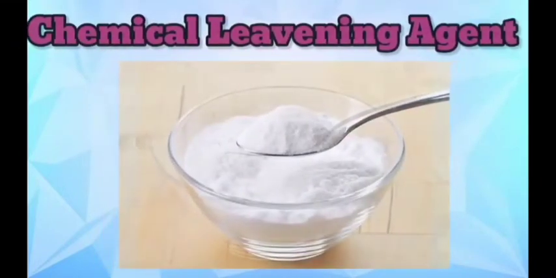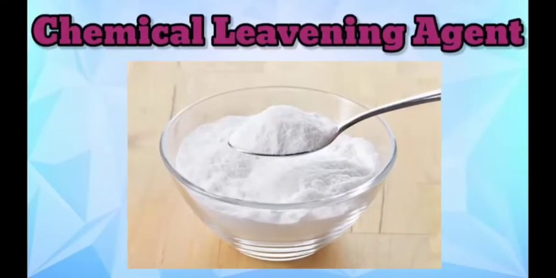Chemical leavening agent. Baking soda is a chemical leavening agent, which is a white powder and has a pH level of 8 to 9. When combined with an acidic ingredient, it will produce carbon dioxide. Some examples of acidic ingredients that will activate baking soda are buttermilk, lemon juice, yogurt, sour cream, honey, etc.